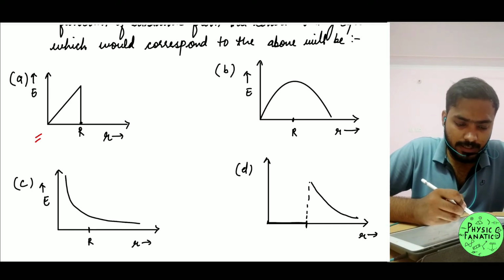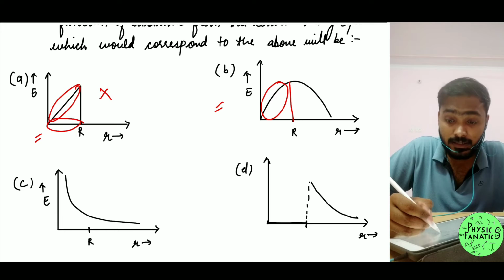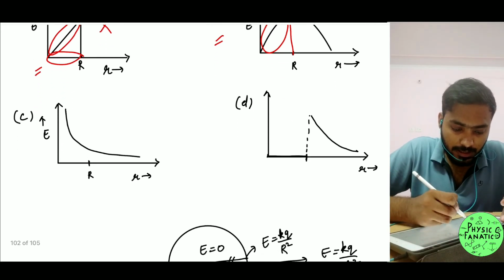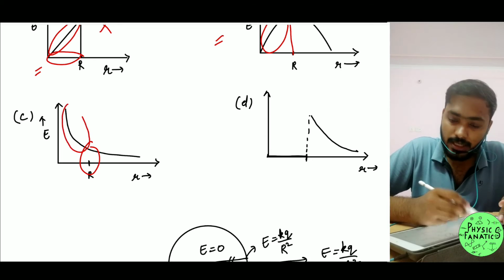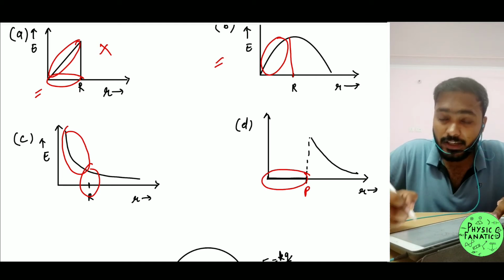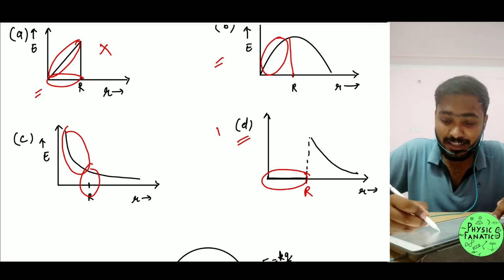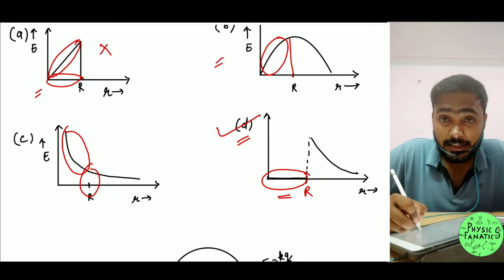In this one you can see inside the radius R, the value of electric field is increasing. So this is wrong. Again, for this figure also, inside the radius R, the electric field is increasing, which is wrong. For the C figure, the electric field is decreasing, which is again wrong. But in the D one, you can see the value of electric field is 0. So I think D is the correct answer. You can see inside it is 0.